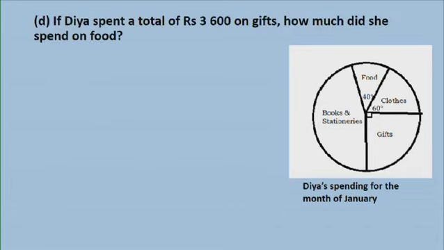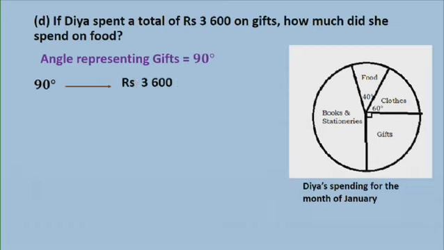Part D, if Dia spent a total of 3,600 rupees on gifts, how much did she spend on food? So the angle representing gifts is 90 degrees. This means that 90 degrees represent 3,600 rupees. 1 degree will represent 3,600 rupees over 90.